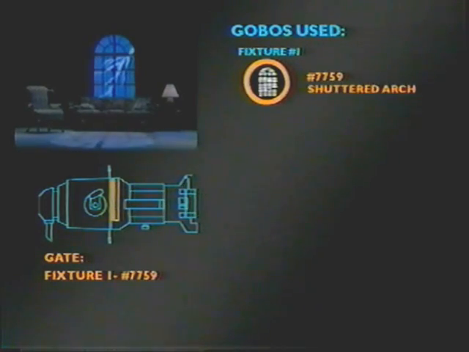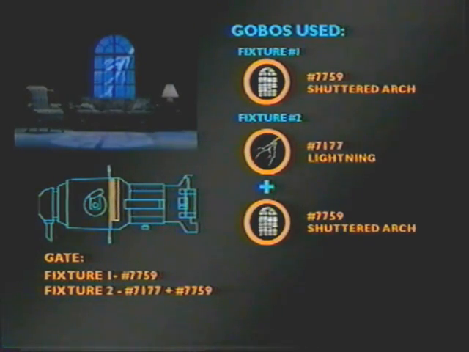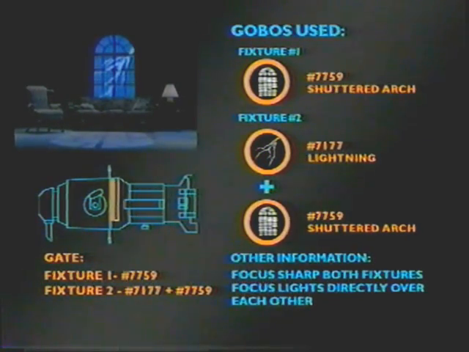To create this lightning sequence, use two fixtures. The first fixture projects only the window, steel pattern number 7759 shuttered arch. The second fixture projects a combination of the window and the lightning bolt sandwiched together in the same pattern holder. Use steel patterns number 7759 shuttered arch and number 7177 lightning. The two fixtures are focused on top of each other so that the window mullions align precisely. Use a strobe cap on the second fixture for a more realistic lightning flash. We added Roscolux 64 to the first fixture to give a color contrast between the window and the lightning flash.